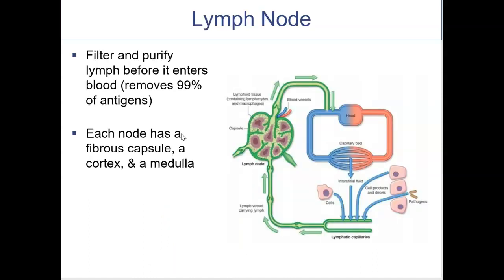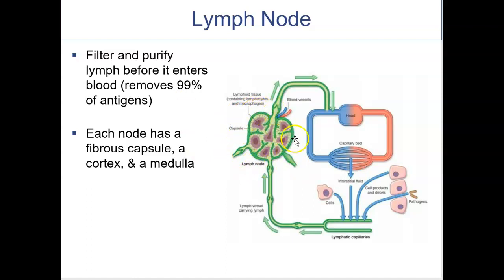Now, I mentioned that as this lymph is flowing back to the blood, it goes through many, many lymph nodes. So these little nodes are kidney bean-shaped structures, pretty small. The lymph flows through many of them, like hundreds of them, before it's allowed to return to the blood. And so their job is to filter and purify it. So it's been estimated that by the time it gets back to the blood, 99% of all the antigens have been removed.